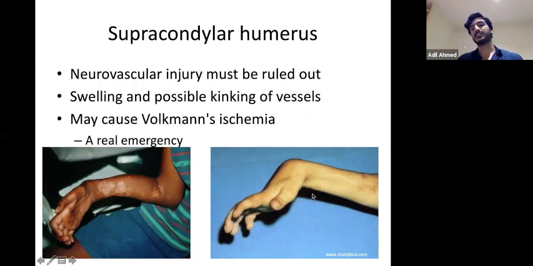But if this did go on to cause myoneural ischemia, you can see the muscles, if they become ischemic, contract and they end up with this contracture, which, in the foot, may not be debilitating. Certainly in the hand, it can be.